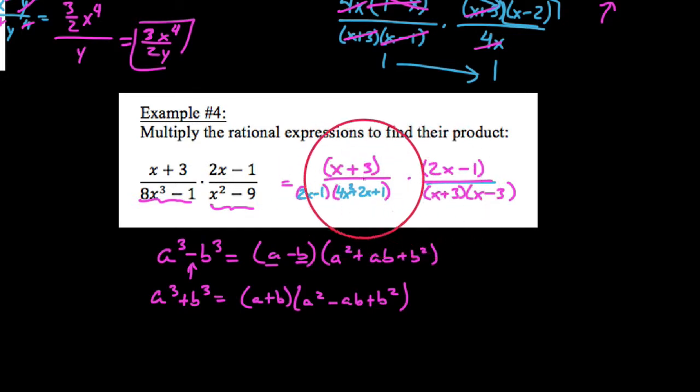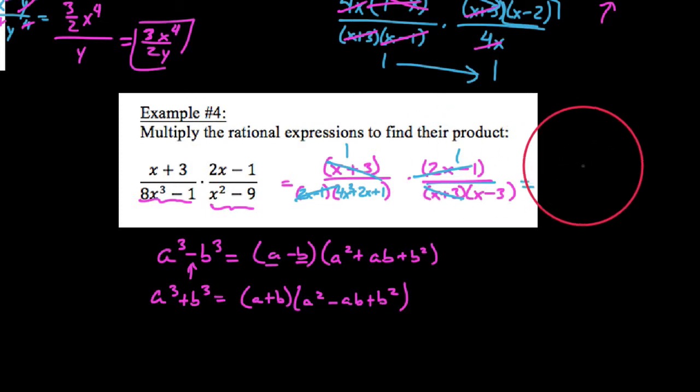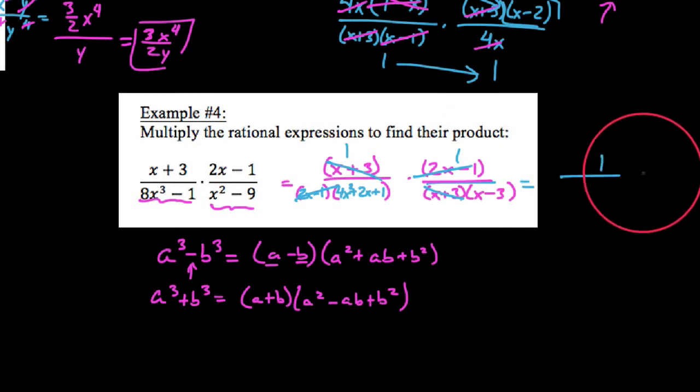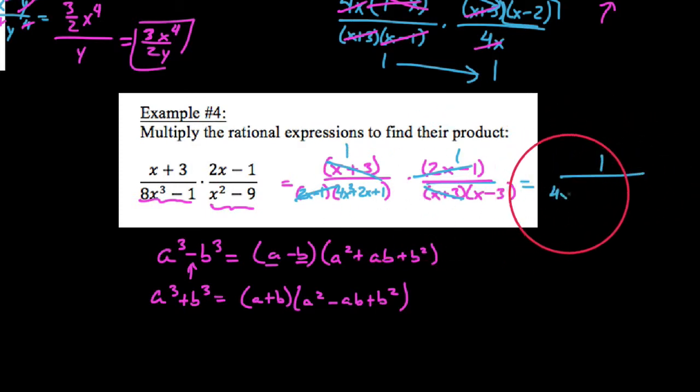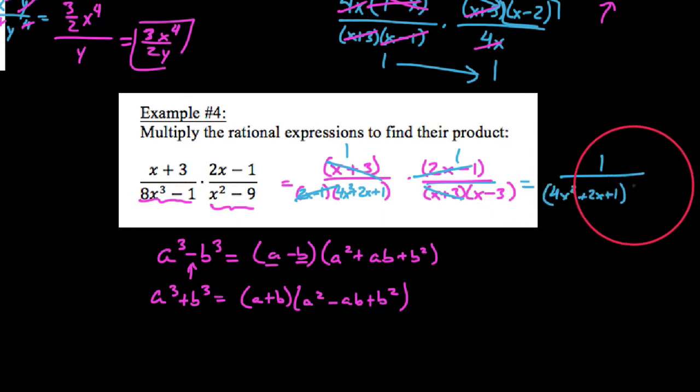So what I want to notice here are a few things. I would say that the x plus 3's cancel out, and our 2x minus 1's cancel out. Okay. So what we get left with here is essentially 1's up here. We had 1 times 1 on top. So we get 1 over 4x squared plus 2x plus 1, all of that times x minus 3. And we would say that this is probably the way you want to leave it.